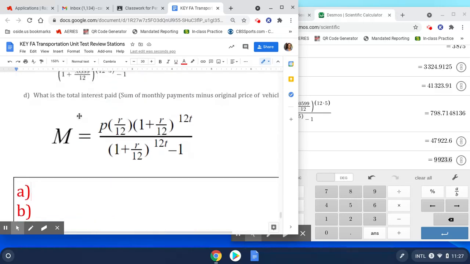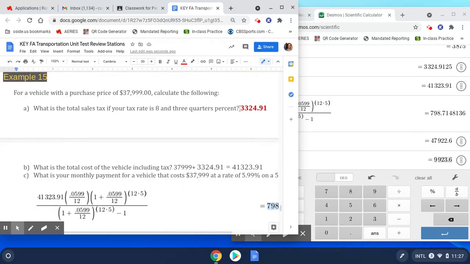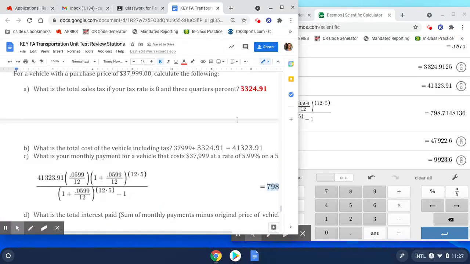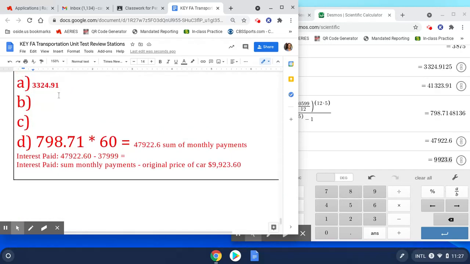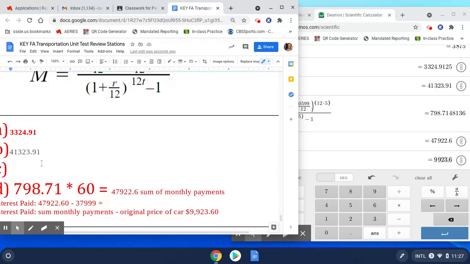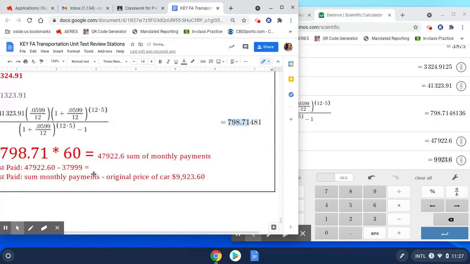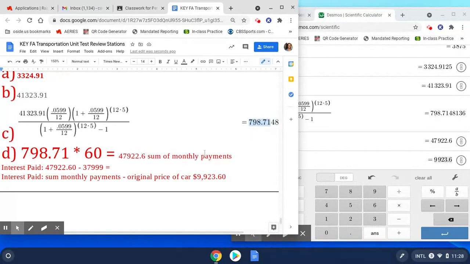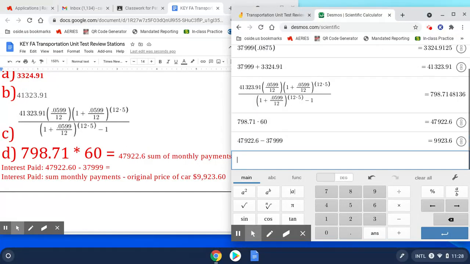Okay, and then these answers I typed up here, but I'll put them down here. Here's your tax. Here's your new price of the vehicle. And here's your monthly payment. Okay, and if you're sitting here thinking $798, it's a huge car payment. Exactly. Probably don't want to be shopping for that expensive of a car unless you have a really high income.